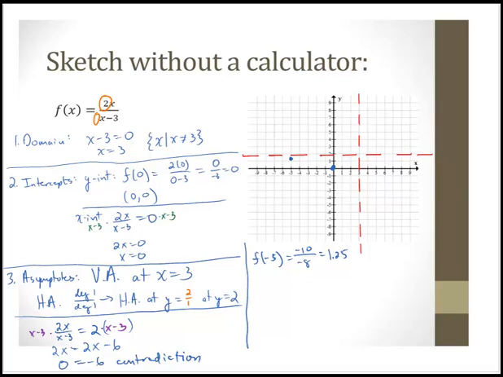All right, back over here, I found that f of negative 5 was 1.25. All right, how about a point between 0 and 3? Let's evaluate f of 2. F of 2 would be 2 times 2, that's 4, over 2 minus 3 is negative 1, that's negative 4. F of 2 is negative 4. And a point to the right of x equals 3. How about when x is 5? F of 5 would be 2 times 5, that's 10, over 5 minus 3 is 2. F of 5 is 5.